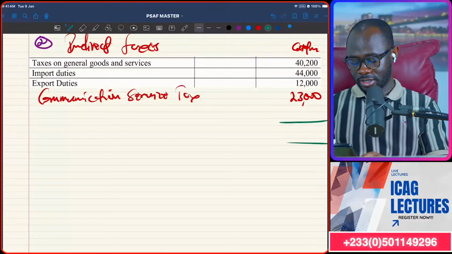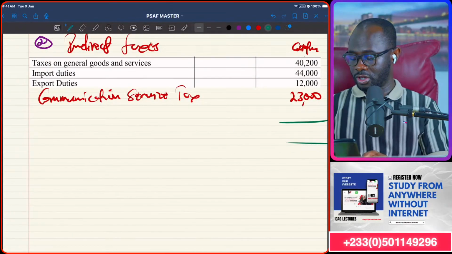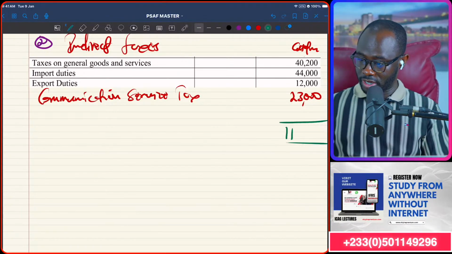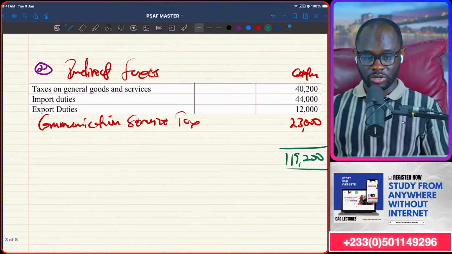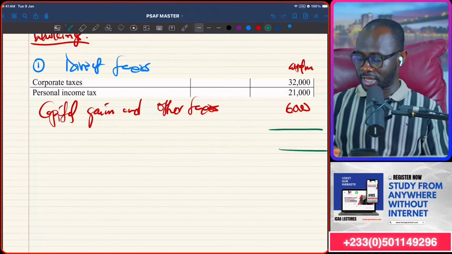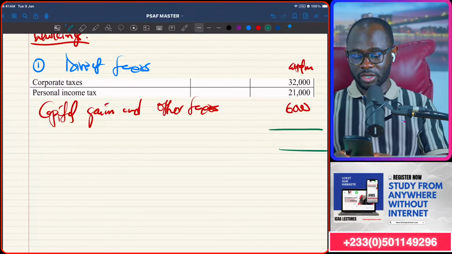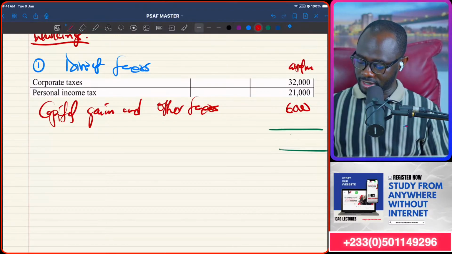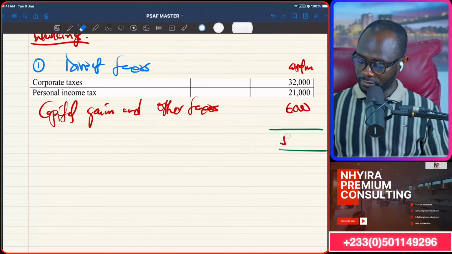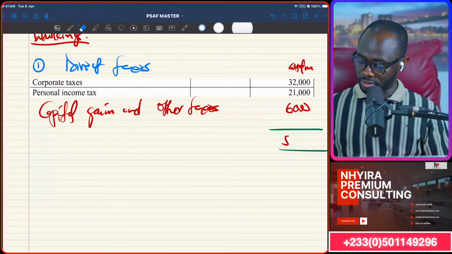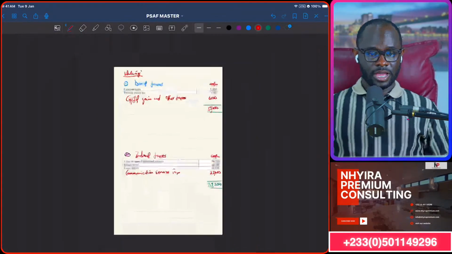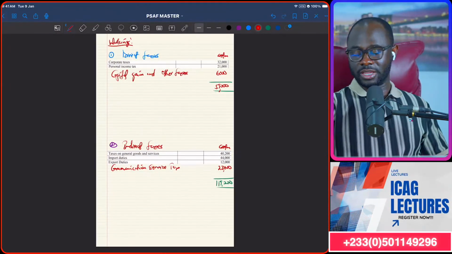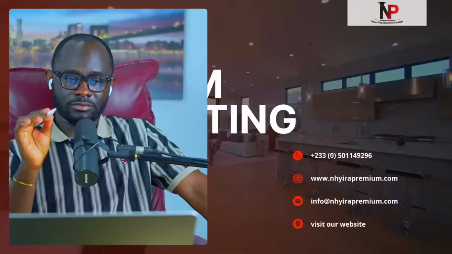Indirect taxes, 4,200, 44,000, 12,000, 23,000. And that is 119,200. Then you come to the tax revenue, 32, 21, 6. That's 59,000. That's direct taxes, 59,000. That is the idea about this, and these are the treatments that we need to understand.